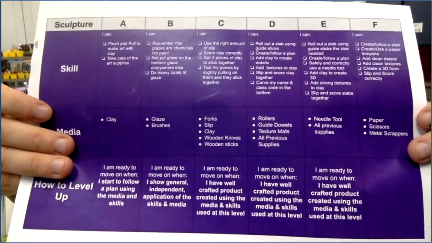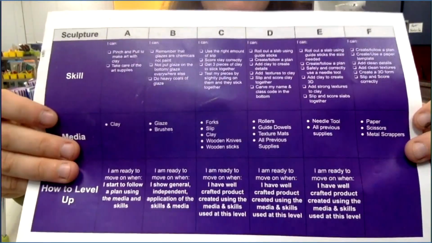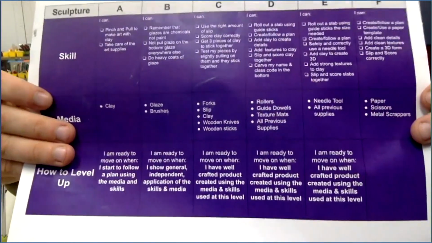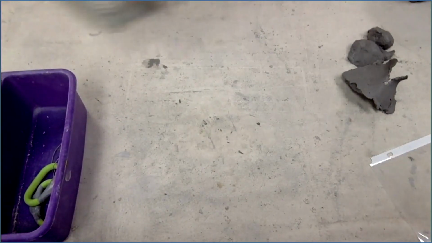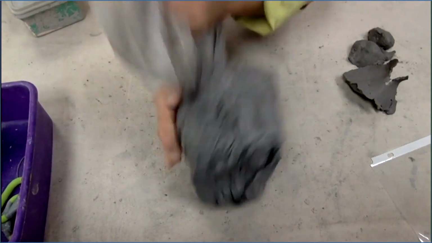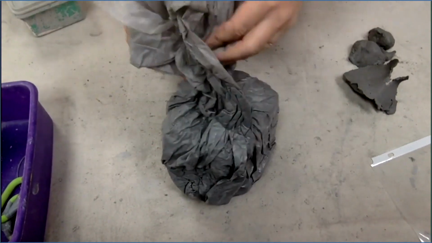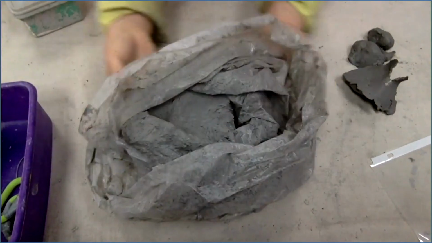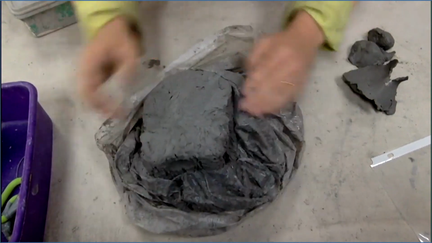I can test my pieces by slightly pulling on them and they stick together. Woo! Let's see how to make that happen. So, first thing I'm going to need to do is get my clay bag. Now it's stored on the open part, so you have to turn it over, open your clay bag. We never want air in our clay bag.